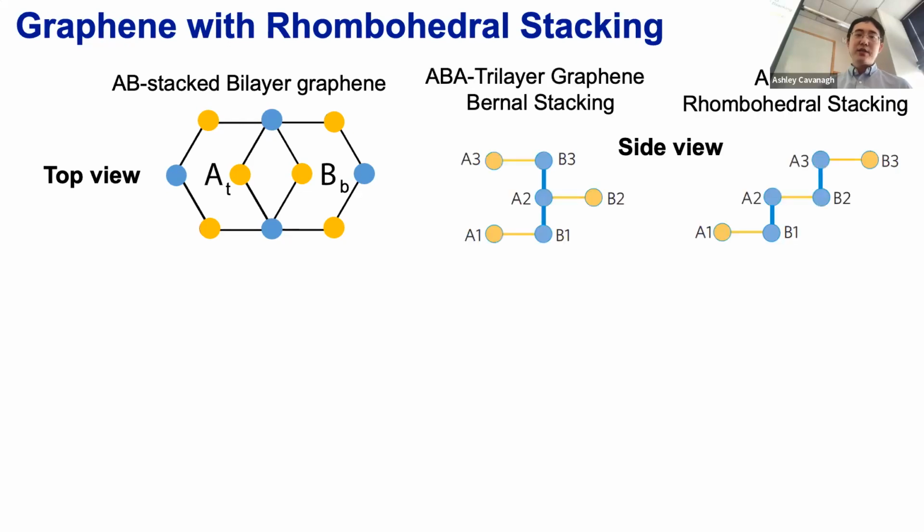And the difference happens when you put the third layer on top of it. Bilayer is always AB, but when you put the third layer on top, you have to choose to shift it either in the left direction, and you get the so-called ABA stacking, or in the right direction, where you get the so-called ABC stacking, or rhombohedral stacking. We're going to focus on rhombohedral stacking because it has some interesting properties.